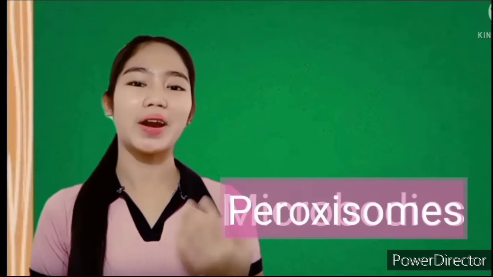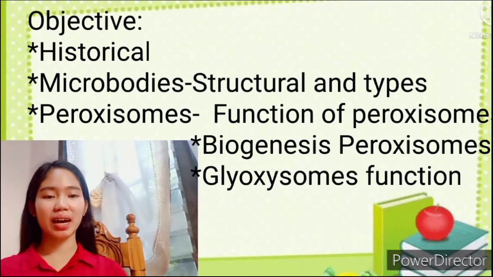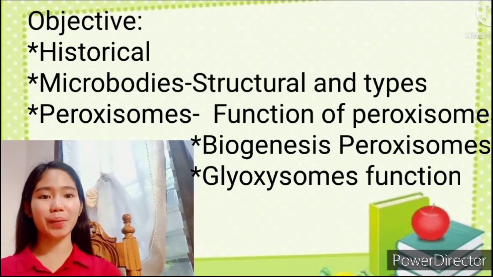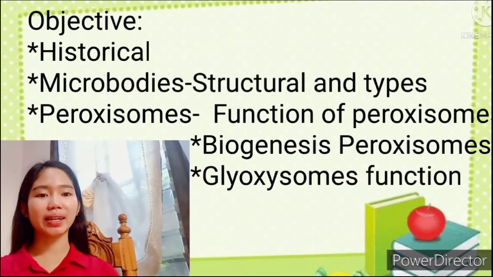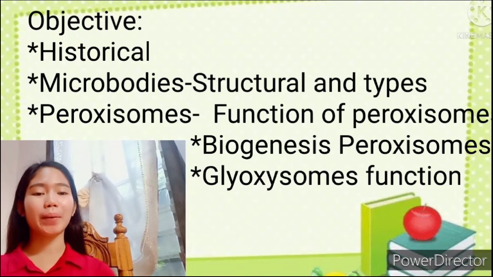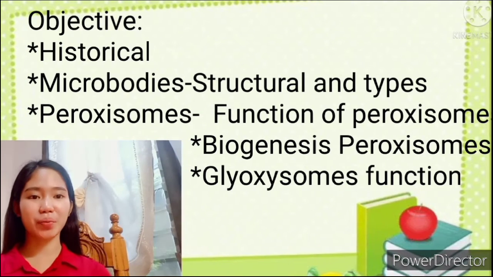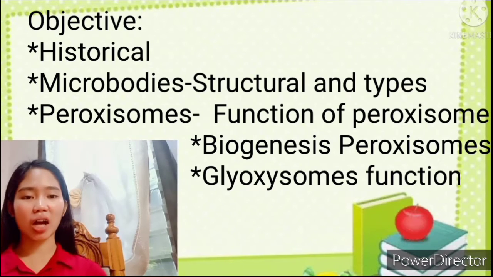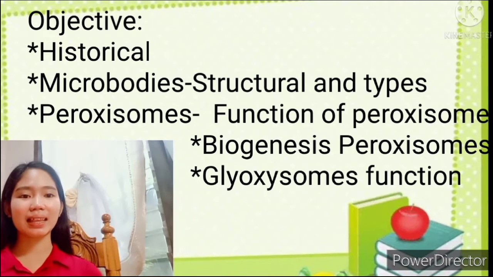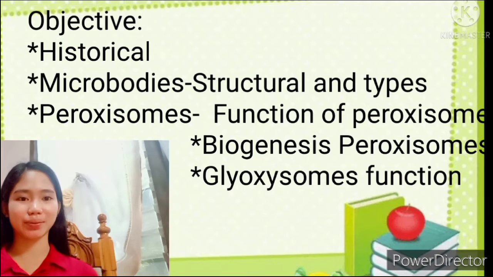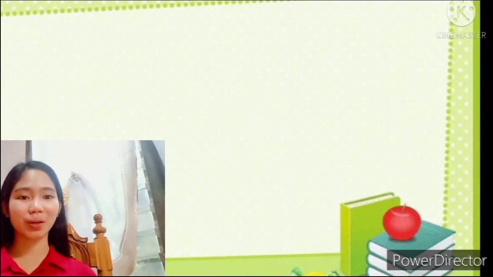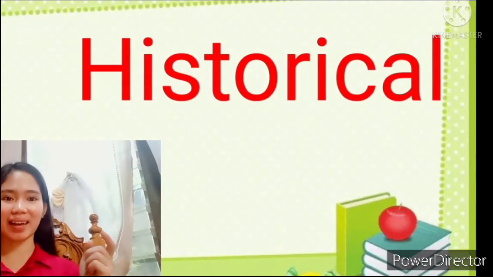Today, we discuss microbodies, peroxisome, and glyoxysome. Objective: at the end of the lesson, we can determine the historical background, microbodies structure and types, peroxisome, function of peroxisome, biogenesis, and lastly, the glyoxysome function. First, we can discuss the historical background.